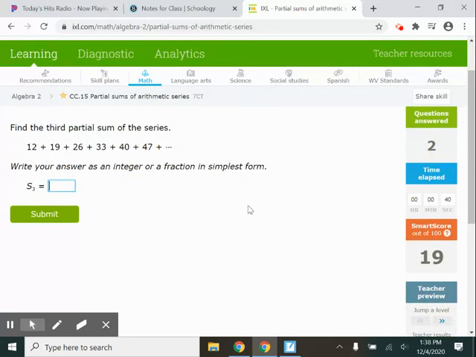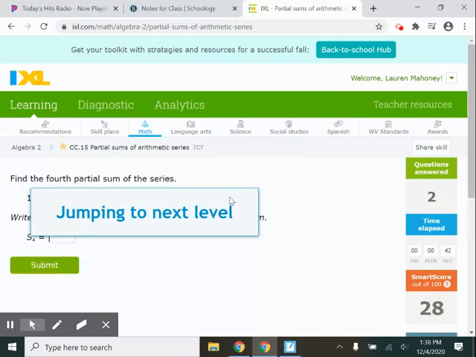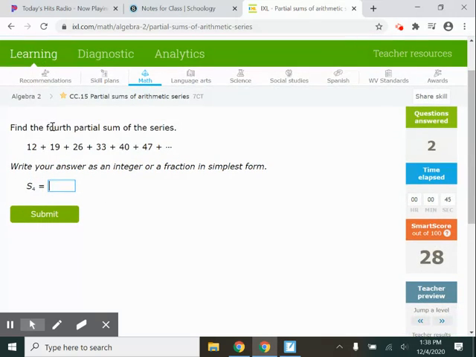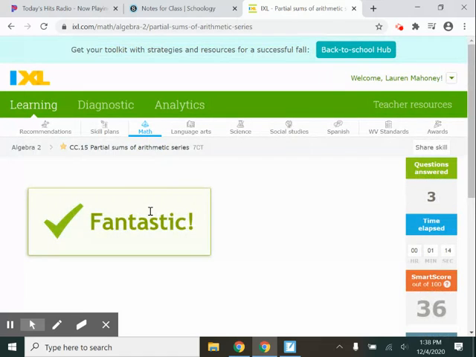This is another third partial. When you get to some of the later ones, it might tell you something different. This is the fourth partial. Notice it says fourth up here, and it also has the little number 4 down here. So I would add up the first 4 numbers here. I don't have a calculator, so I'm going to try this in my head. We got 12 and 19 is 31. 31 and 26 is going to be 57. 57 and 33 is going to go up to 60 and then up to 90. So your correct answer here should be 90, assuming that I did my mental math correctly, and I did.